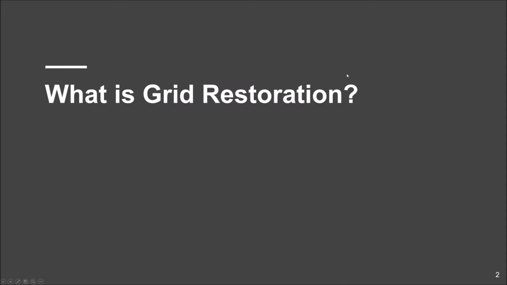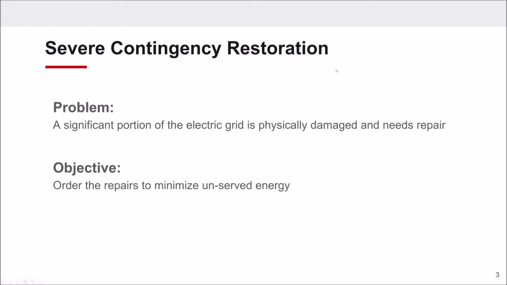First, what is grid restoration, and what is the kind of problem that we're talking about here? What we're talking about is a severe contingency restoration, where the problem is that a significant portion of the electric grid is physically damaged and needs to be repaired. The objective is to order those repairs to minimize the amount of unserved energy in the system.